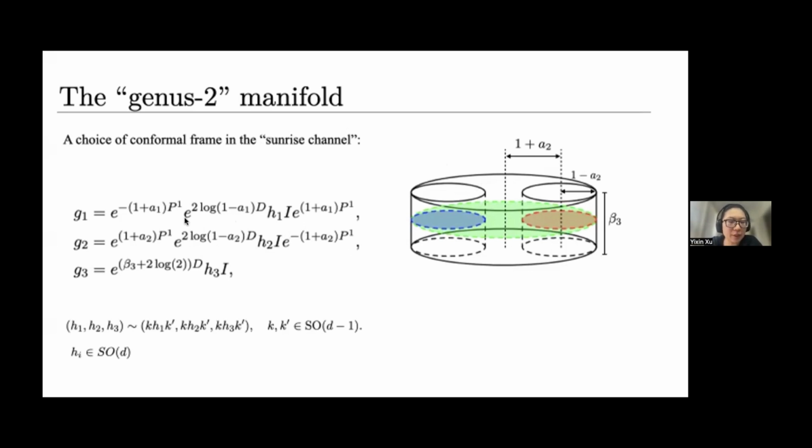So this choice of frame of course has some residual redundancies. That is, if you simultaneously multiply the three angular twists H1, H2, and H3 by elements in an SO(d-1) subgroup, then it leaves the conformal structure invariant. We choose to leave this redundancy unfixed because the SO(d-1) symmetry becomes important in later calculations.